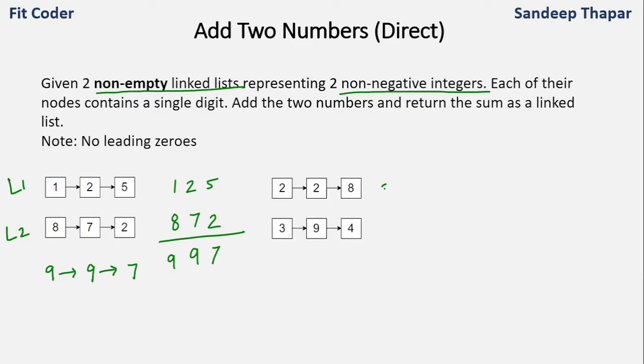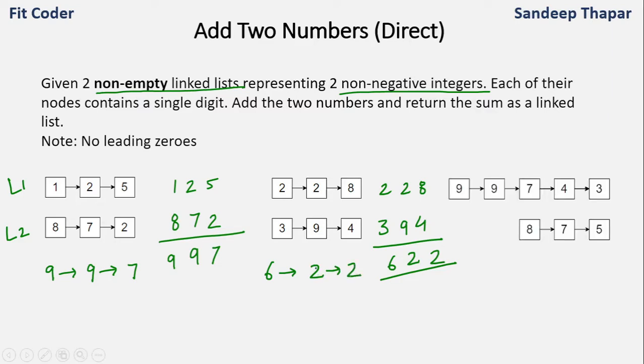So now the two numbers are 228 and 394. If we add these two numbers, we should get 622. So the linked list should be 622. Let's take one more example. So now the numbers are 99743 and the second number is 875. If we add these two numbers, we should get 100618. So we should get a linked list which is representing this number.